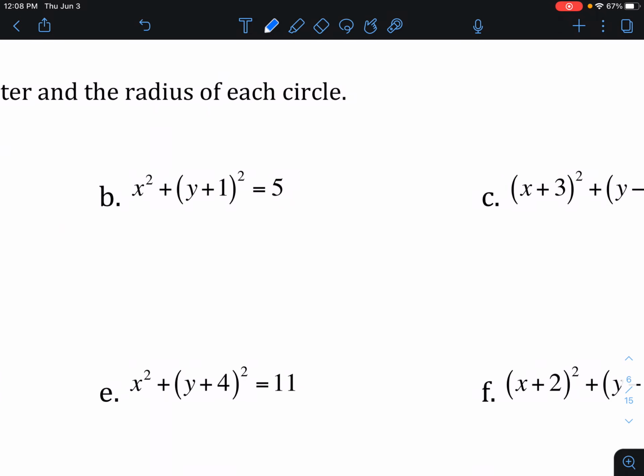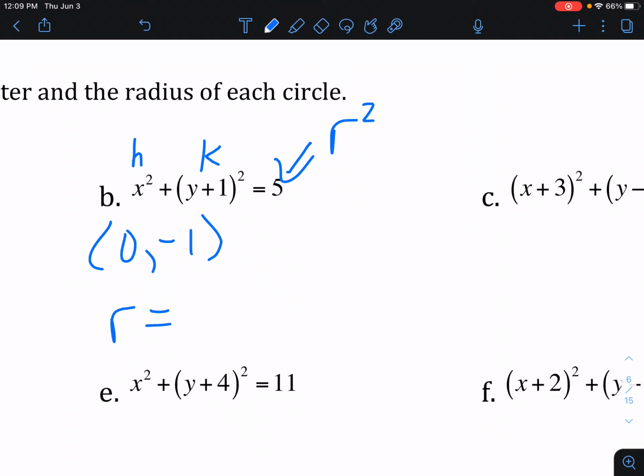All right, so again, h and k help us to find the center. So that would be 0 for the h, and the k is -1. Remember, we do the opposites for the center because of those minus signs that were in the formula. And then the radius, again, that is 5. That's the r squared. So to find the radius, we have to take the square root of 5, which cannot simplify, so leave it like that.